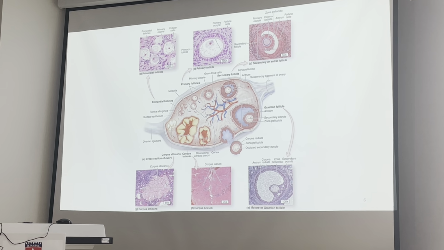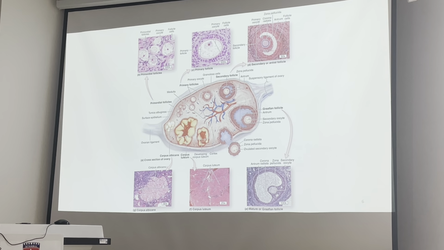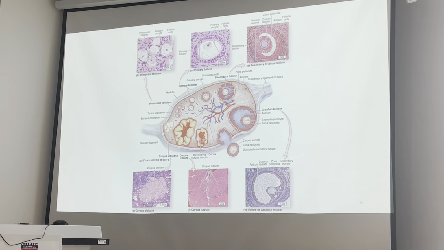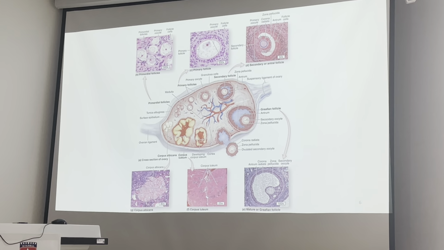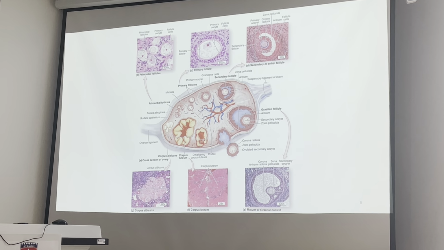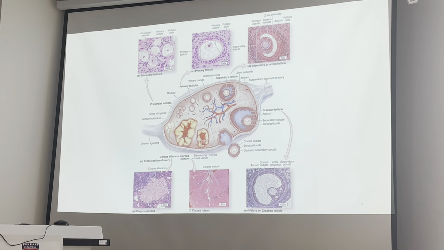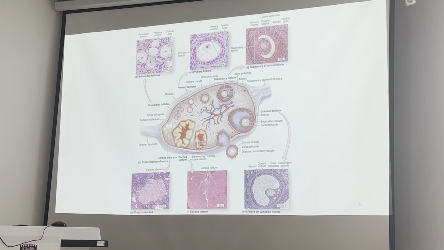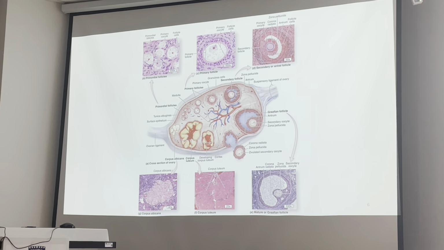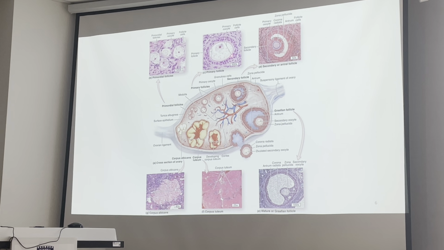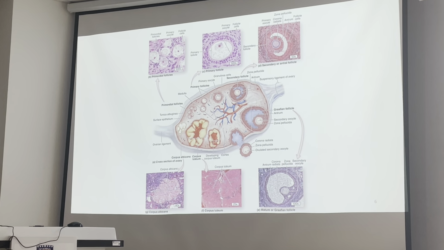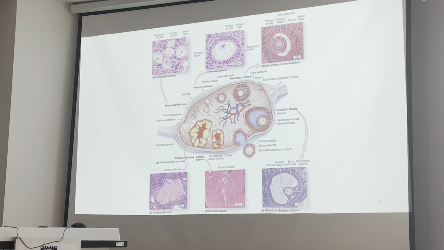Then the primordial follicle changes into the primary follicle. Here we have a primary multilaminar follicle. Why did I say this is a multilaminar follicle? Because we have more than one layer of cuboidal cells around the primary oocyte. What is this structure, this pink structure? This is our zona pellucida.